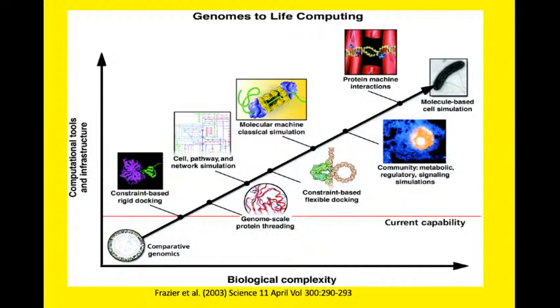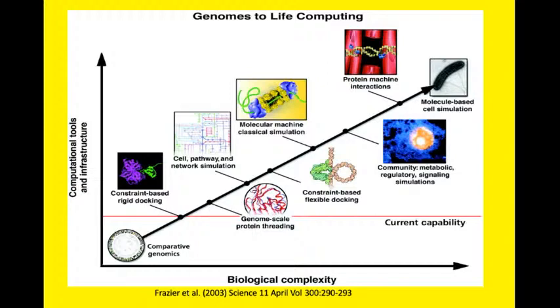So these are the computational tools and infrastructure on the y-axis and their biological complexities on the x-axis. Comparative genomics is one of the simplest ones, and it doesn't have much complexity. Then comes constraint-based rigid docking, which is done in the drug discovery case. Then comes genome-scale protein threading, to know about genome-level structures.